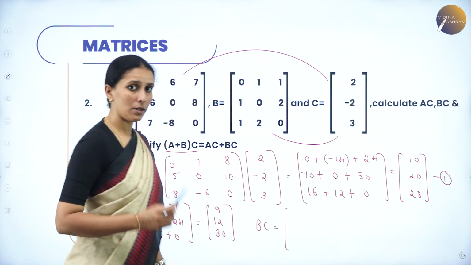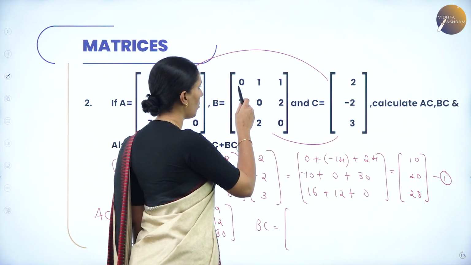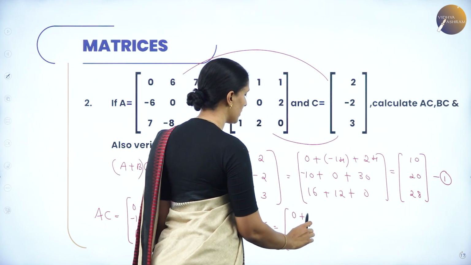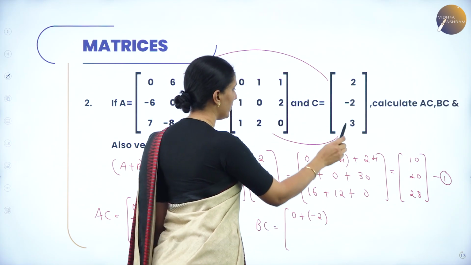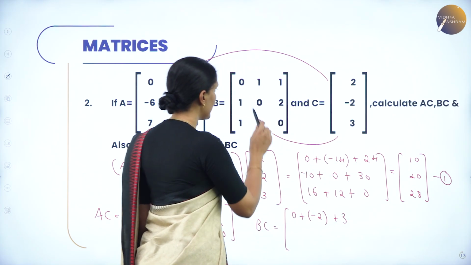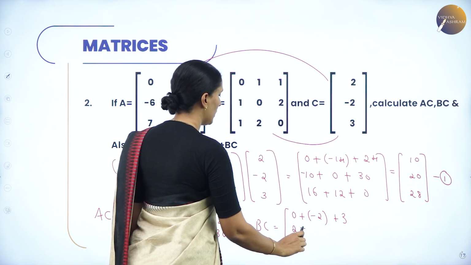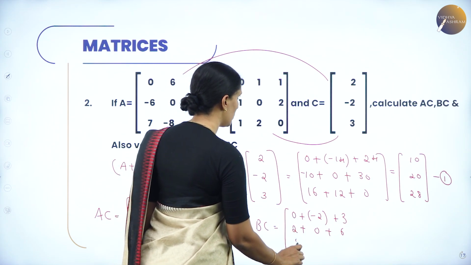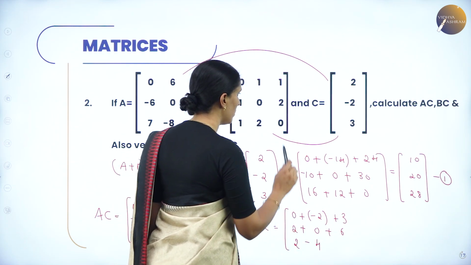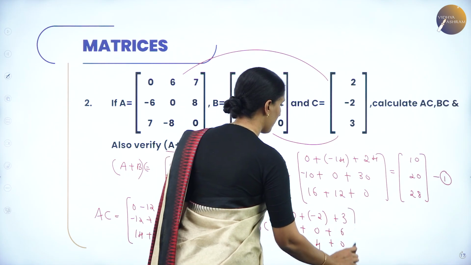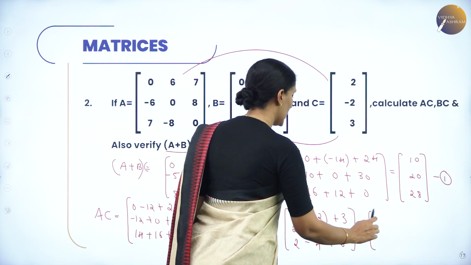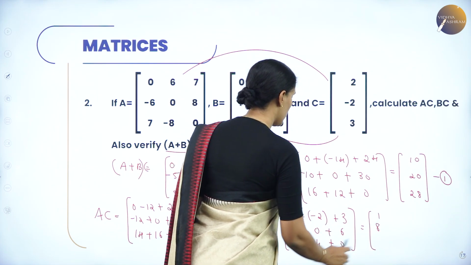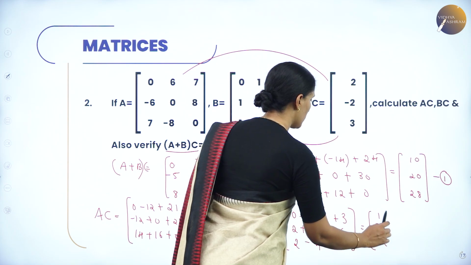So, we have only one column. So, again, one column we will get: 0 2s are 0, plus 1 into minus 2, minus 2, 1 3s are 3. Next, 1 2s are 2, plus 0, plus 6. 1 2s are 2, minus 4, plus 0. So, we will get the value as 3 minus 2, which is 1, 2 plus 6, which is 8, 2 minus 4, which is minus 2.